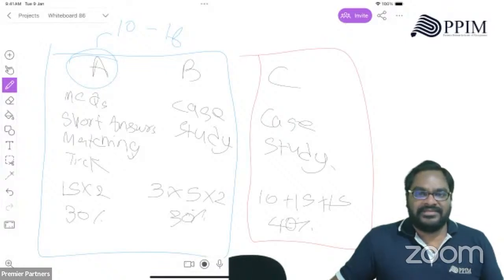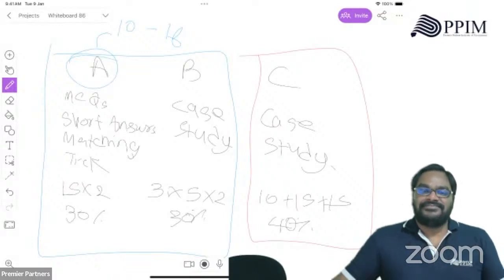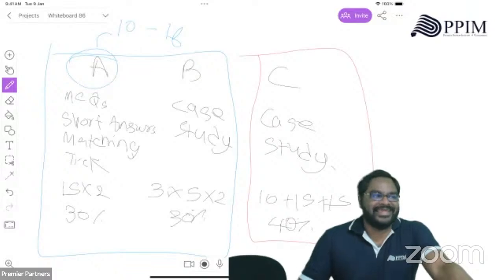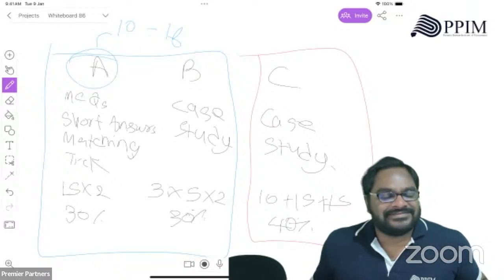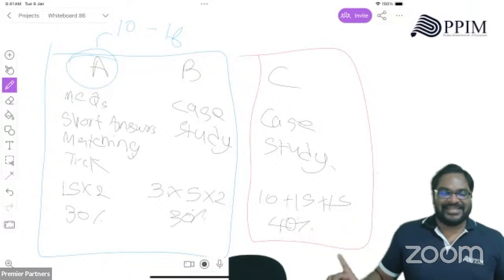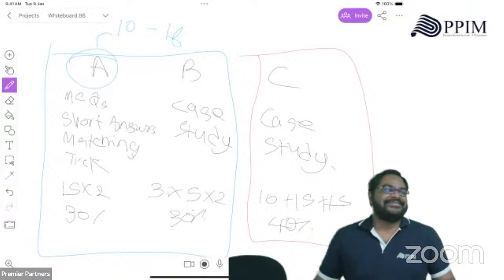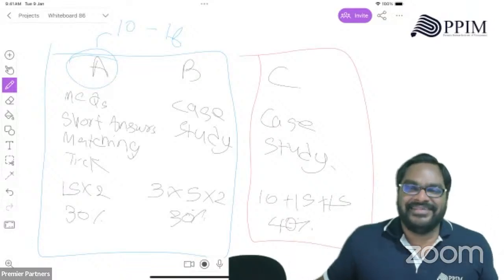But C has only 40%. Again, you're underestimating E and B. Wait till the end of today's class, then ask the same question from me. After you see section A and B, then raise the question.